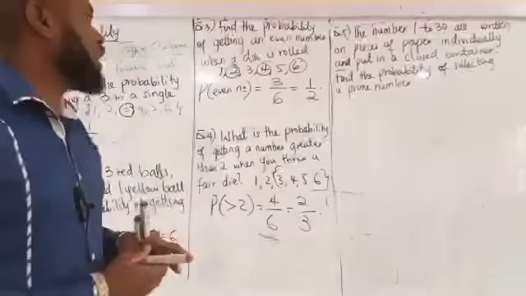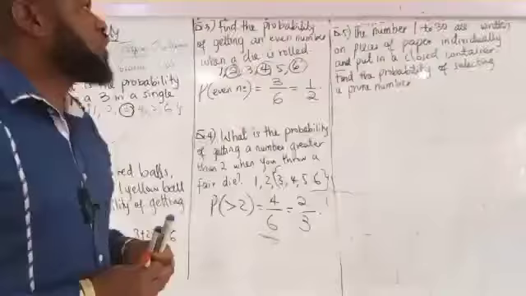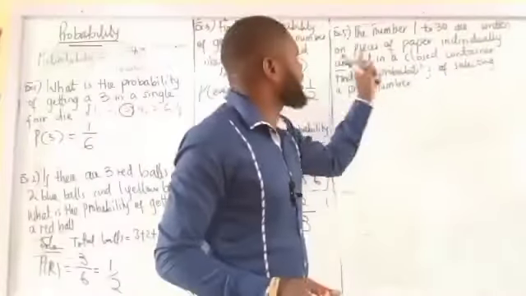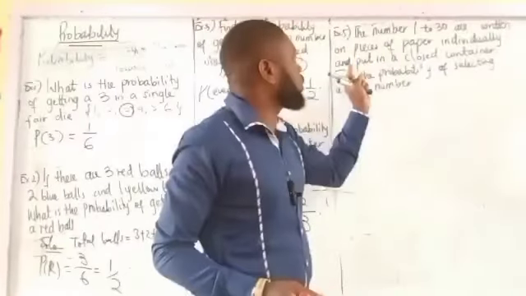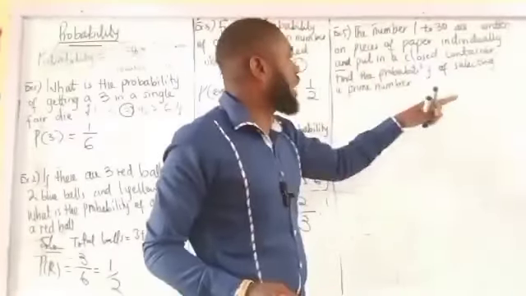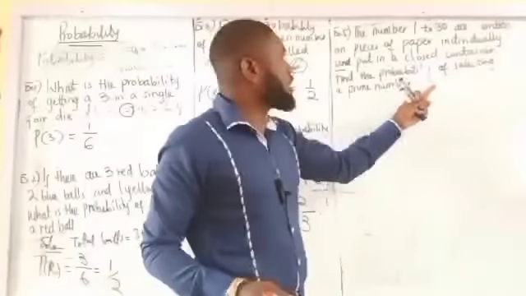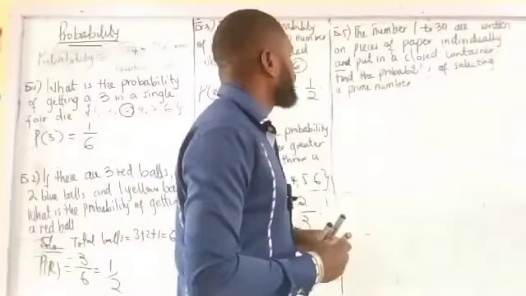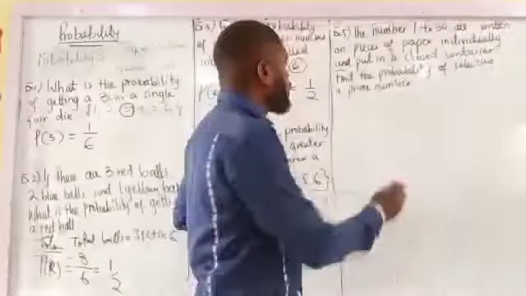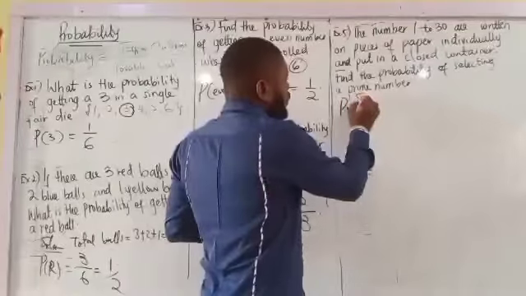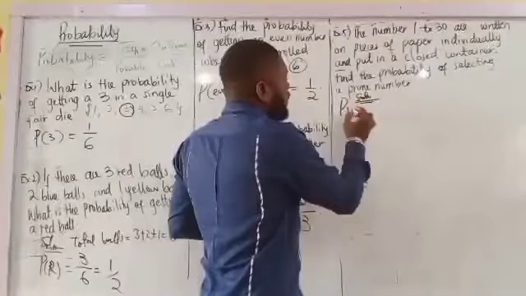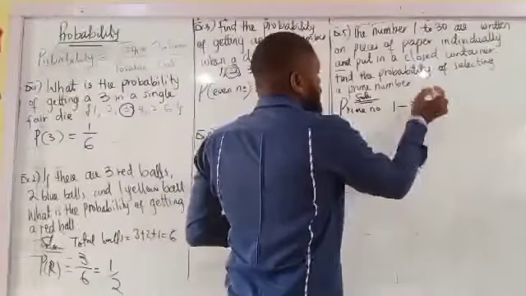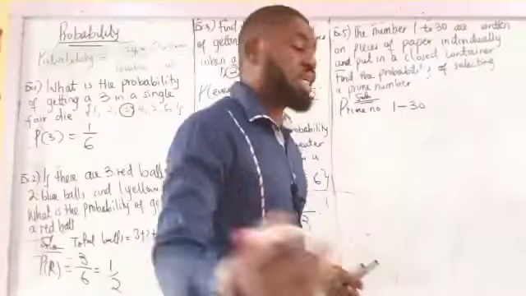Now the next question: numbers one to thirty are written on pieces of paper individually and put in a closed container. Find the probability of selecting a prime number. Solution: the first thing we do here is find the prime numbers between one and thirty.